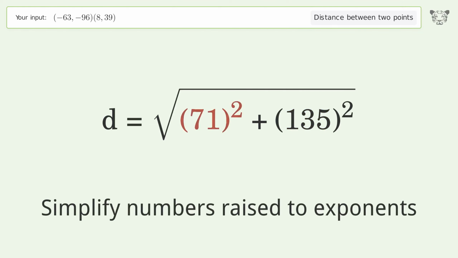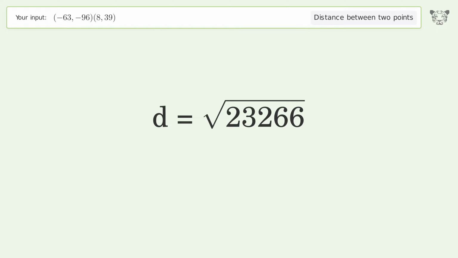And so the distance between the 2 points is the square root of 23,266, or 152.532.